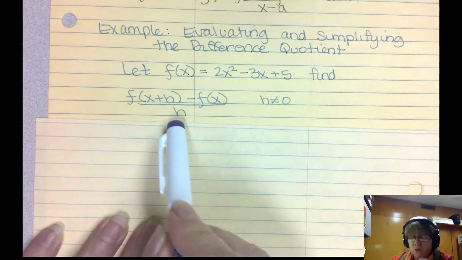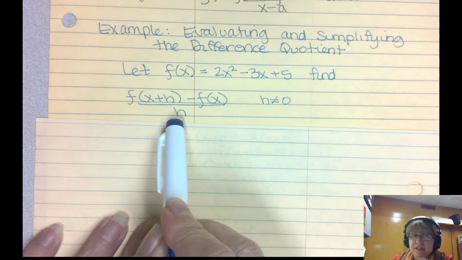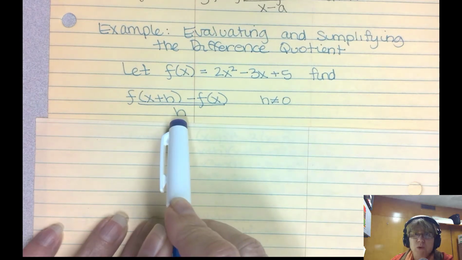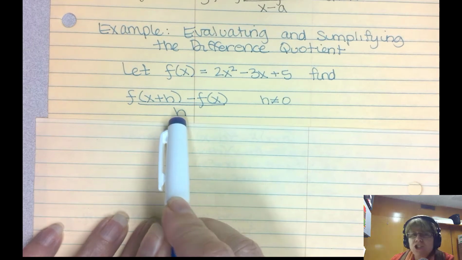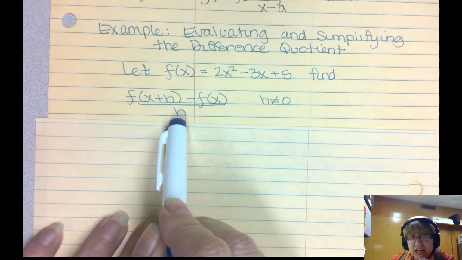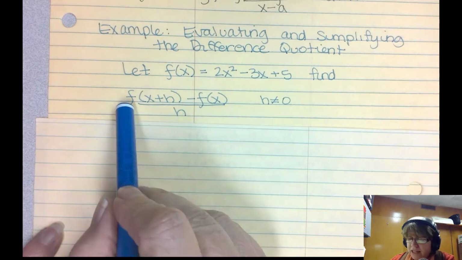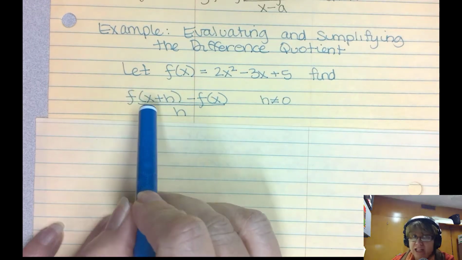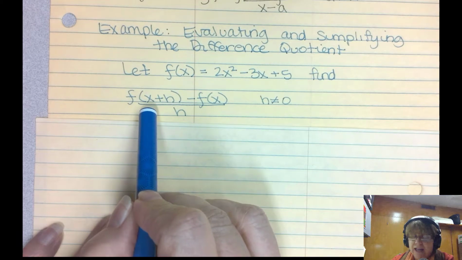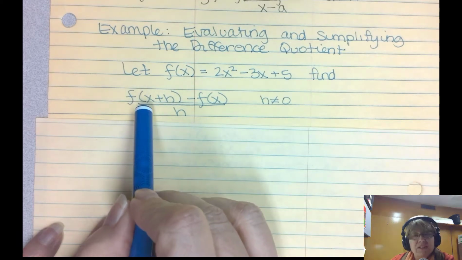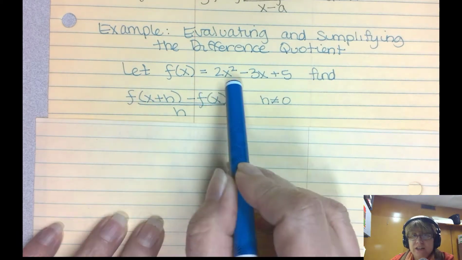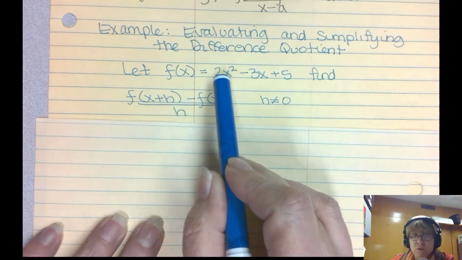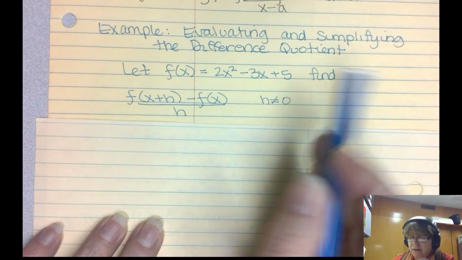I know what h is. It's just a letter. I don't have an actual value for it, but it's just going to stay there. What I don't know is what f of x plus h is. I don't have that component yet, so I'm going to have to figure that one out. Wherever I see an x, I'm going to put an x plus h, right there and right there.